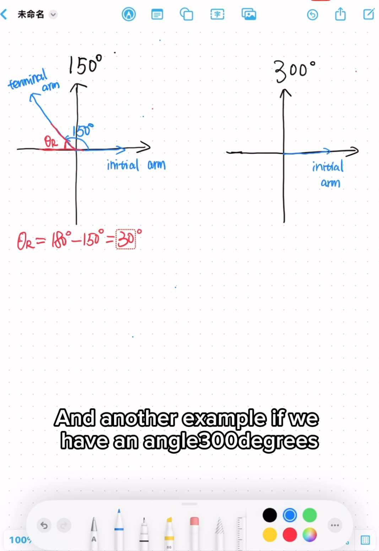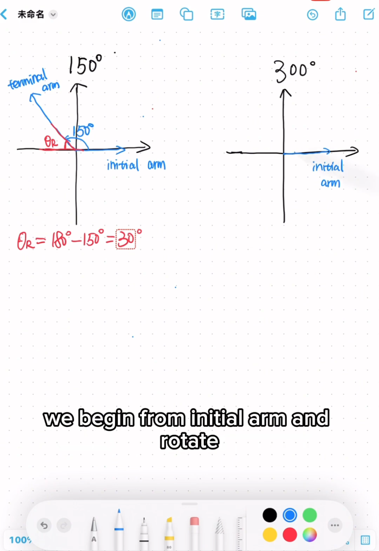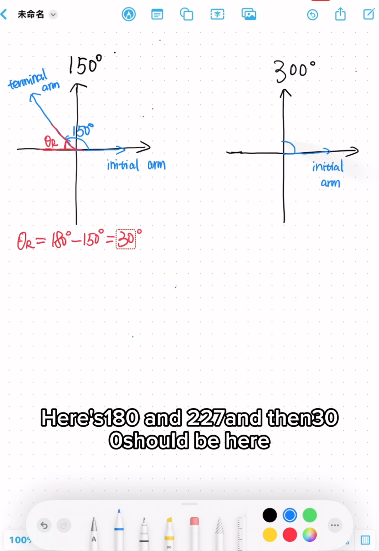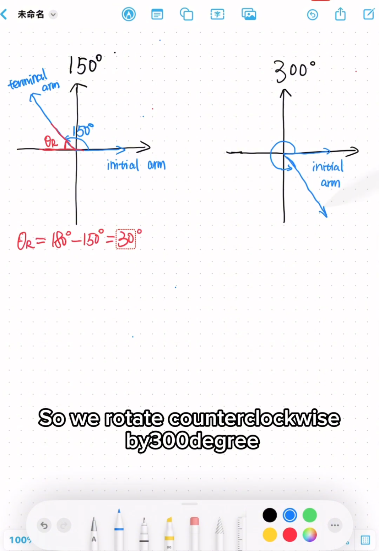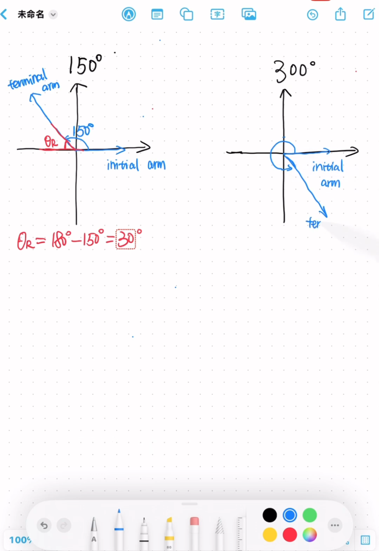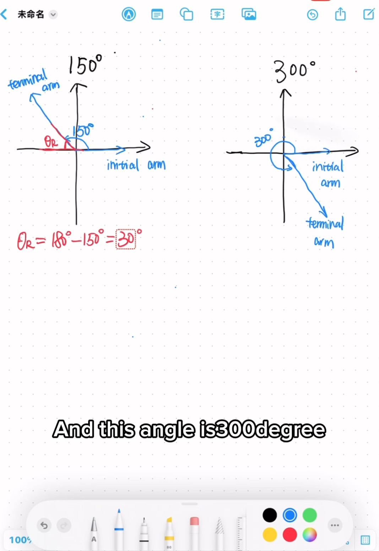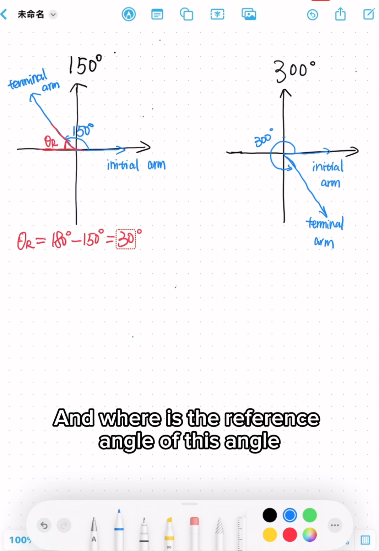And another example, if we have an angle of 300 degrees, we begin from the initial arm and rotate. Here's 180, 270, and then 300 should be here. So we rotate counterclockwise by 300 degrees, and this is the terminal arm. And this angle is 300 degrees. And where is the reference angle of this angle?